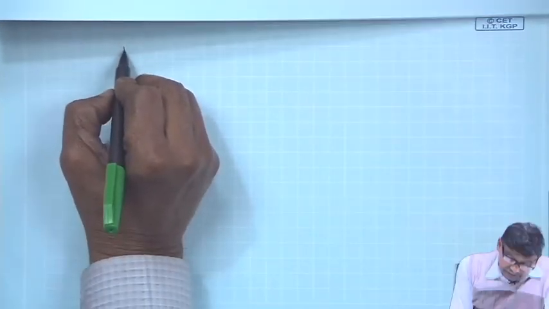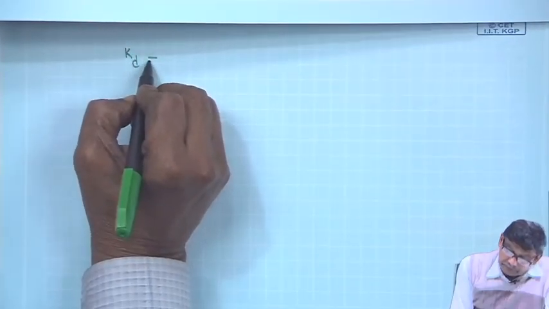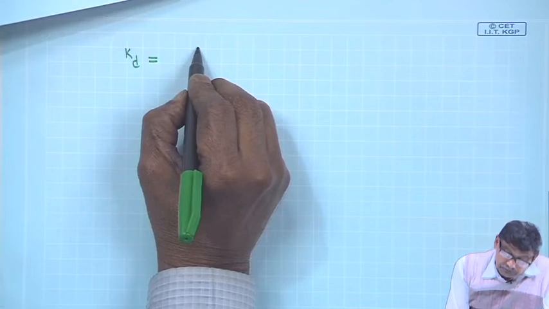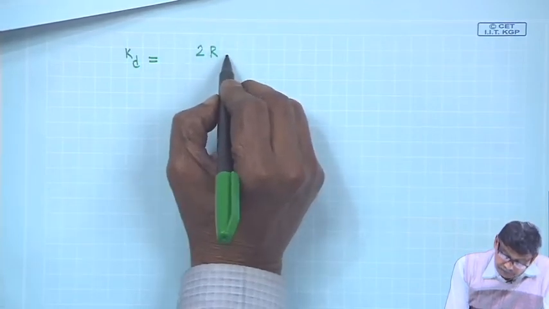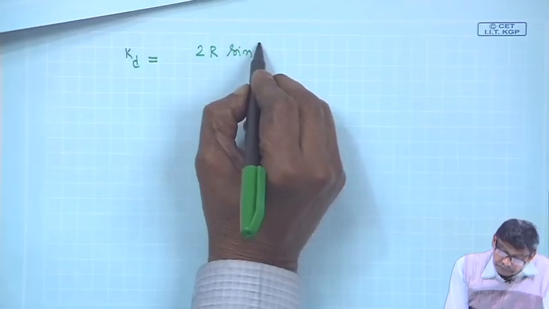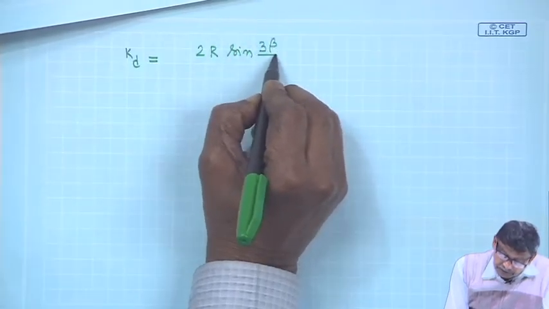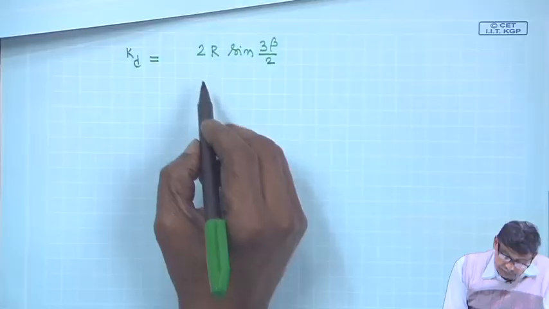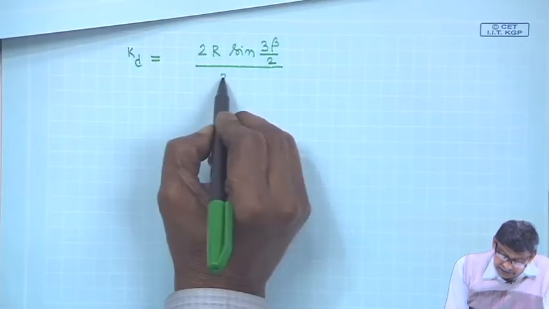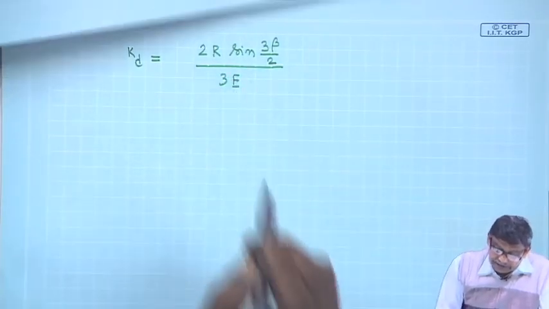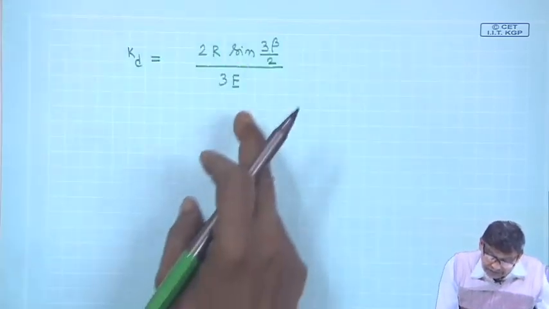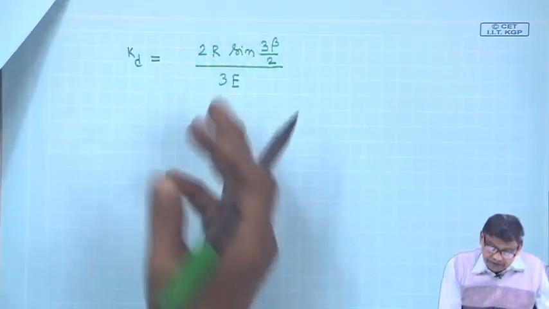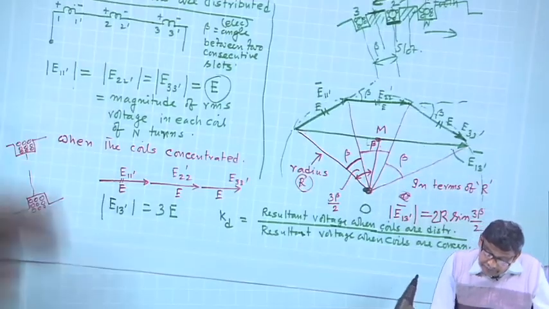So, K D will be equal to 2 R sin 3 beta by 2 divided by 3 E. That is the thing, is it not? Now, the question is, this R is disturbing. I mean, what is this radius?